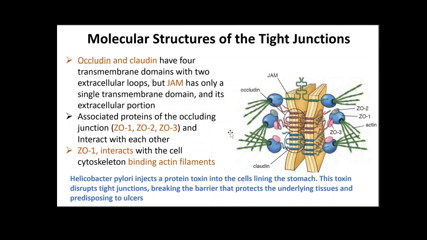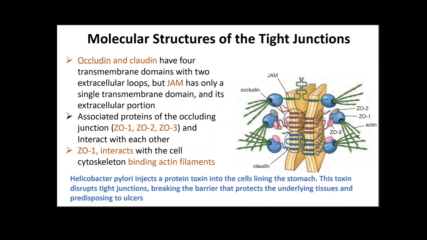These are called ZO1, ZO2, and ZO3. The abbreviation stands for zonula occludens. This was the old name they gave to the tight junction, so they still use this for the protein name. So ZO1 is the big blue one here, and then you have ZO2, the gray, and ZO3. They interact with each other.